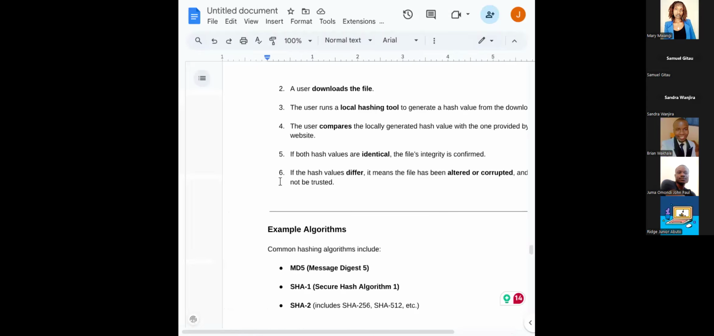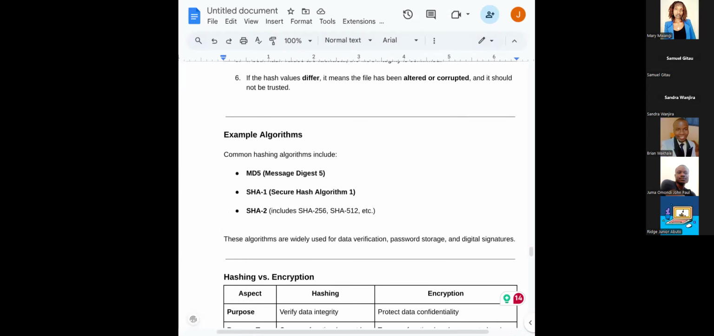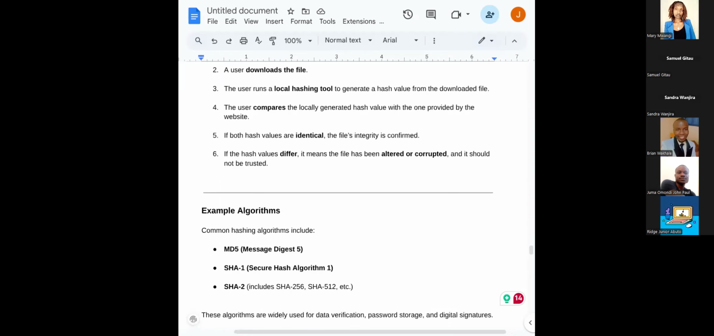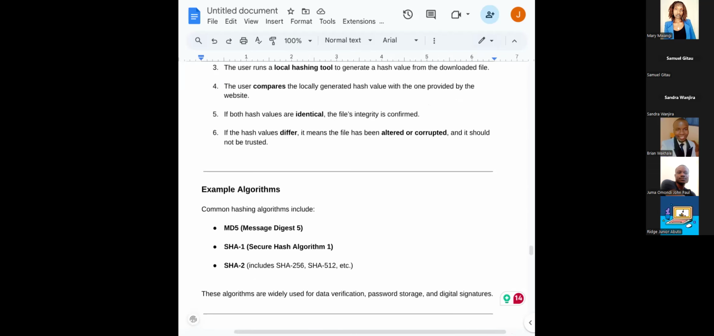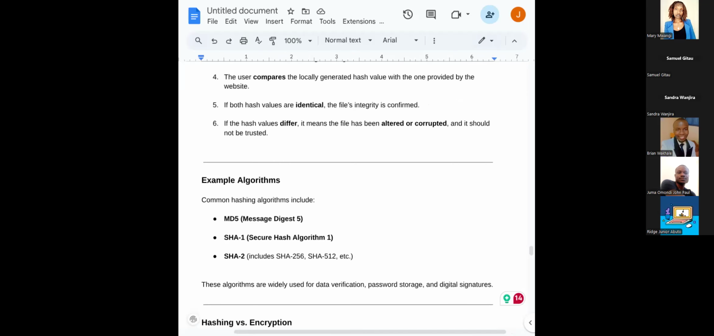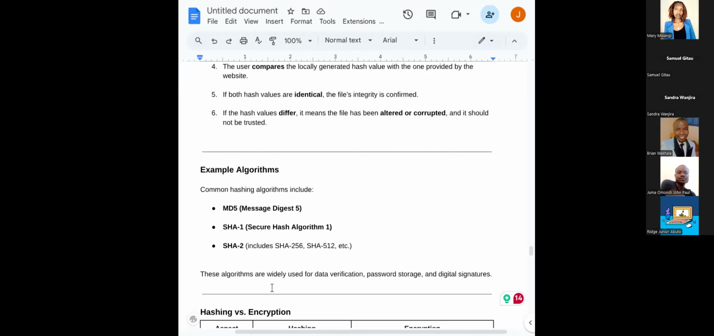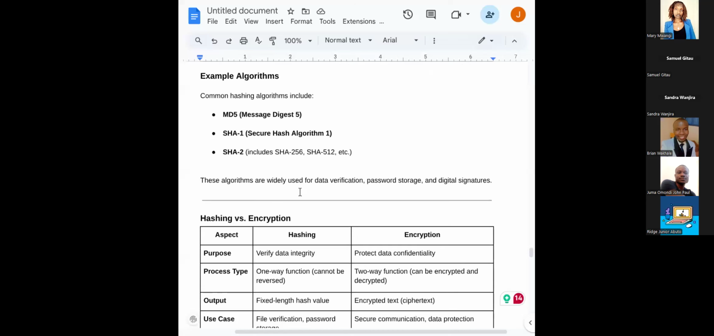Gideon, have you understood the difference? Yes, all right. Thank you, Gideon. So examples of algorithms that we can use for hashing are MD5, Message Digest 5. We have the SHA-1 and the SHA-2. SHA-2 includes SHA-256 and SHA-512.